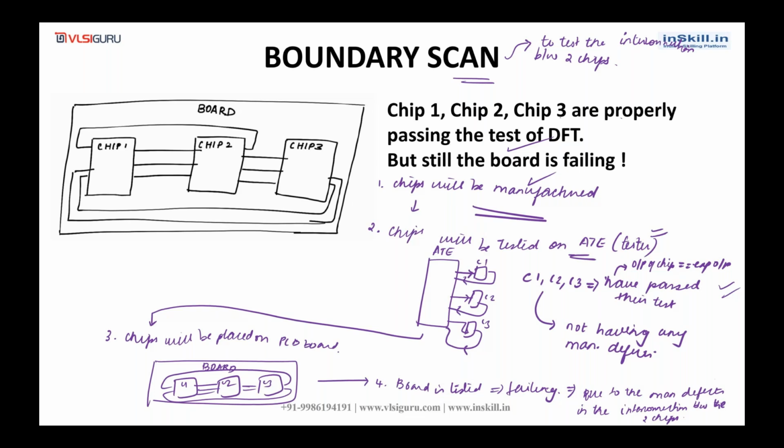So this is what boundary scan is. How with the help of JTAG we are able to achieve boundary scan, what is the structure of the boundary scan cell, all those things we will explain when we do the regular course.